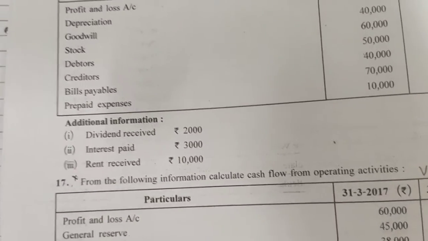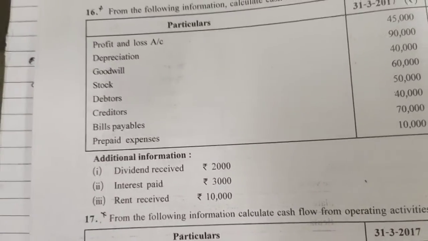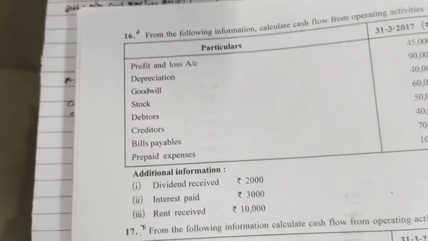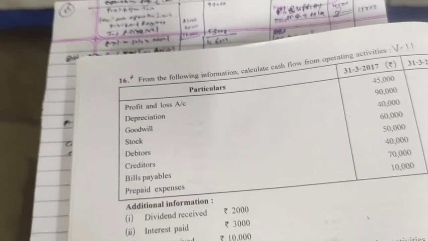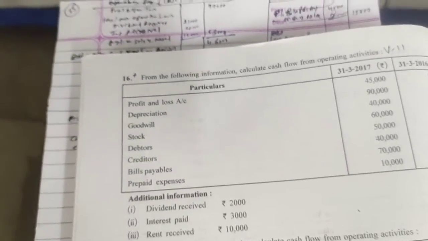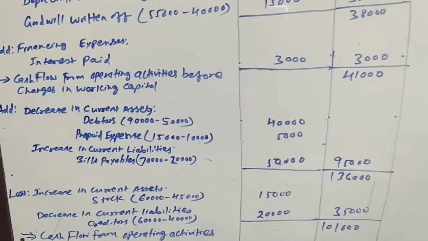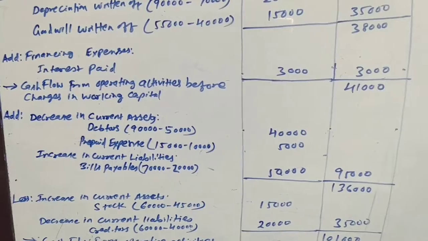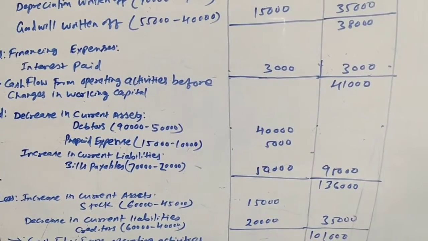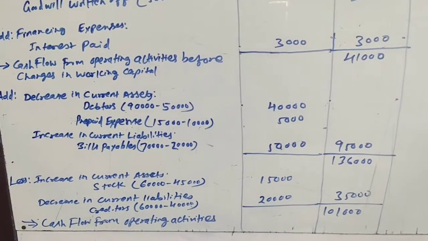In the same way, which current liability is increasing? That is bills payable. Earlier the bills payable were 20,000, now it is 70,000. So there is an increase of 50,000 in bills payable. So these three items will be added back to the profit: decrease in current asset and increase in current liability. Decrease in current asset, debtors 40,000, prepaid expense 5,000, and increase in current liability 50,000. Total 95,000. 95,000 will be added to 41,000, which will give you 1,36,000.